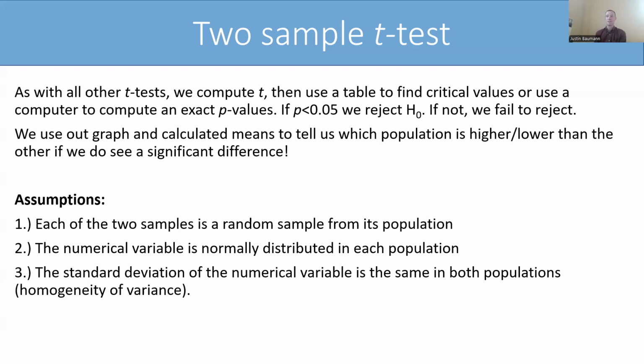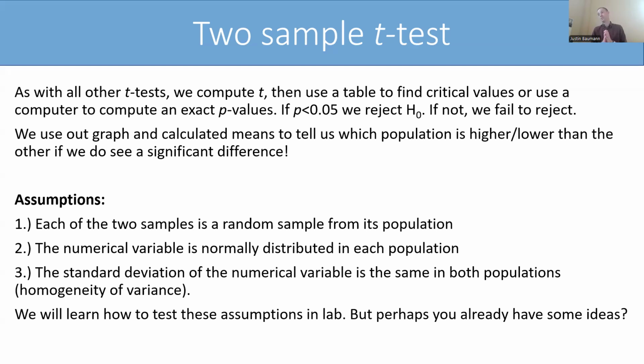So with the 2-sample t-test, we have 3 assumptions. 1, each of the samples is a random sample from its population, hard to measure. 2, the numerical variable is normally distributed in each population. We check for normality. 3, the standard deviation of the numerical variable is the same in both populations. This is a new concept for us. The other t-test we had only had 2 assumptions. But because we have 2 separate populations, we now need the deviations to be roughly equal. This is called homogeneity of variance. Again, there's more on this in the lab.